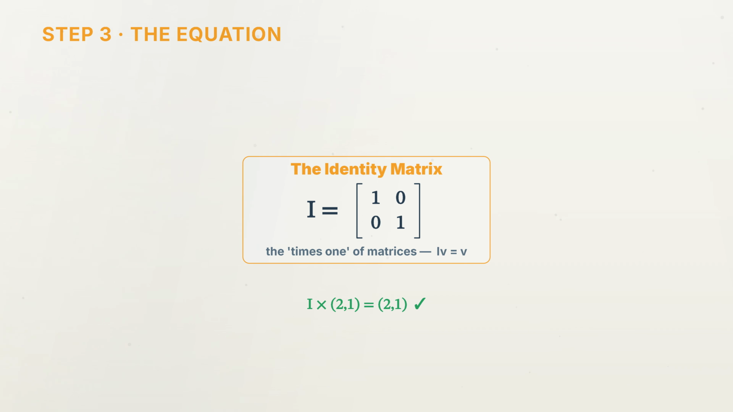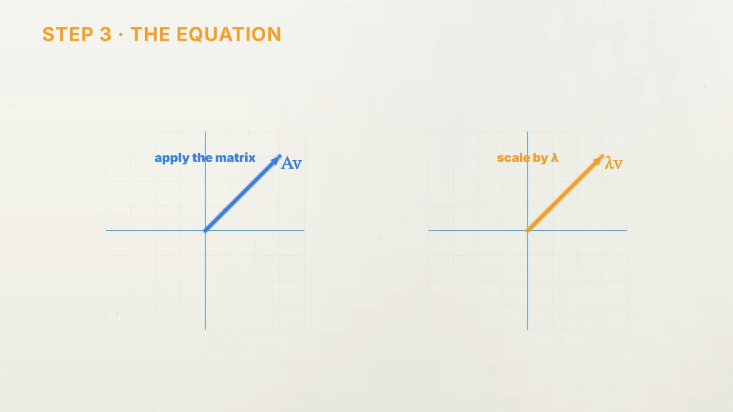So here's what the equation says. Apply A to V and you get the same thing as just scaling V by a number. No rotation, just stretching. Look, side by side, AV and lambda V. For an eigenvector, they land exactly on top of each other, same arrow. 2 descriptions. 1 warning, not every matrix cooperates.